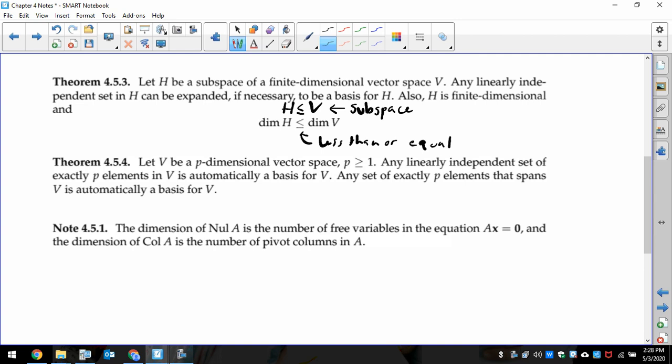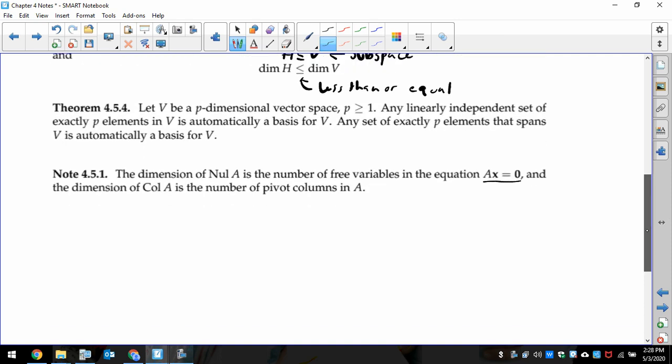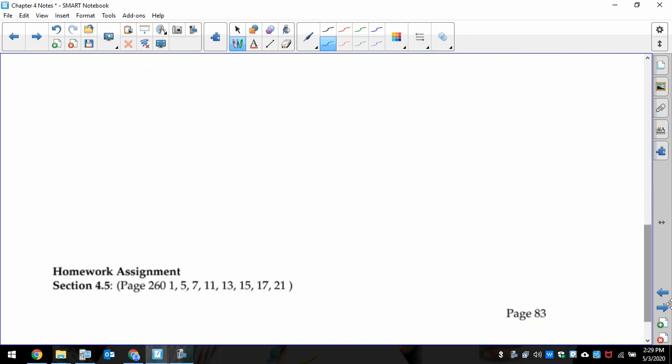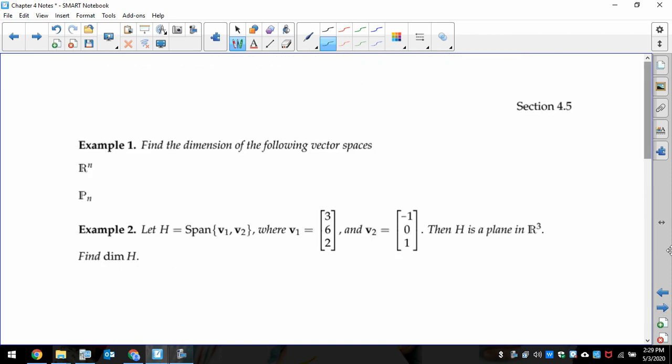Okay, what does the note down here at the bottom say? It says the dimension of the null space is the number of free variables in this equation. Okay, that's nice to know. And the dimension of the column space is the number of pivots. That's also nice to know. So we're going to probably use that in our notes here. So let's get to it.